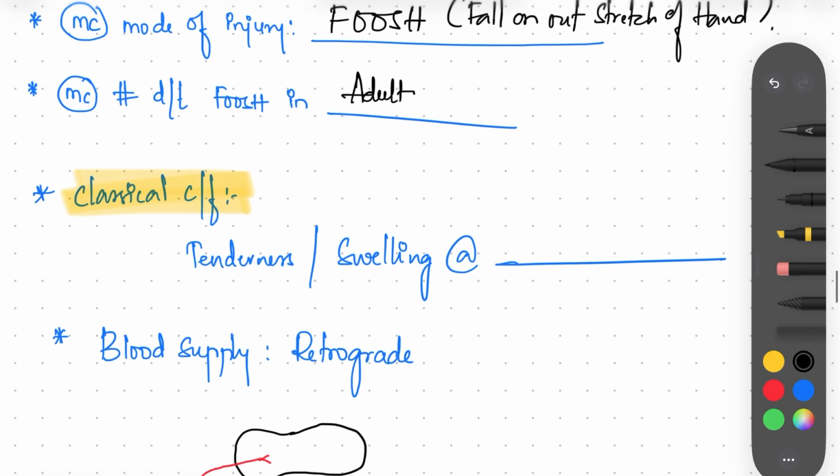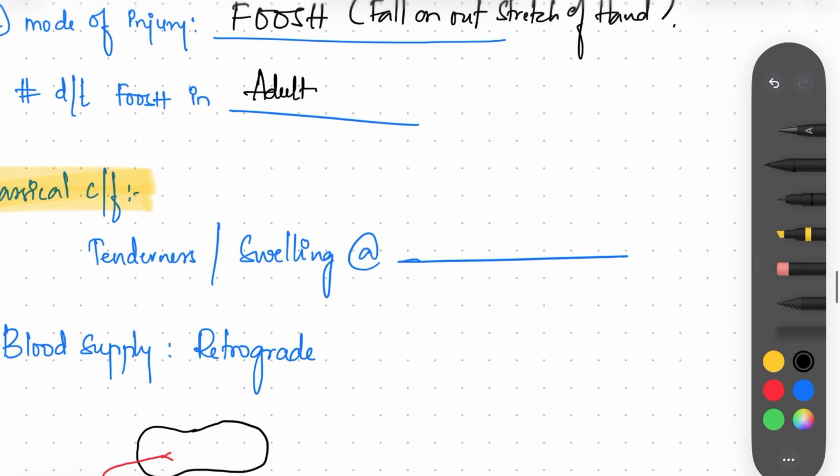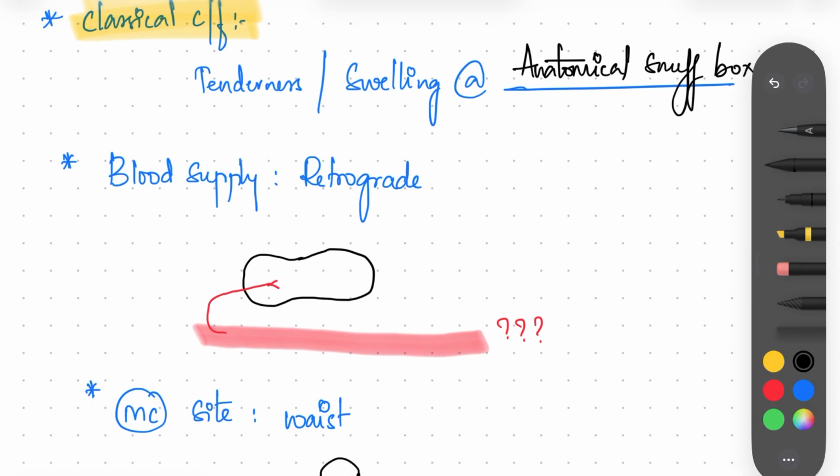Then what are the clinical features? Tenderness or swelling at the base of the anatomical snuff box, you'll see at that site, right? This is the anatomical snuff box. Then any idea about the blood supply of the scaphoid bone? What is the artery which is going to supply it?